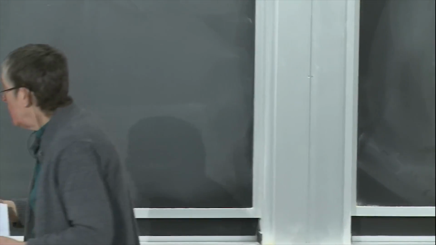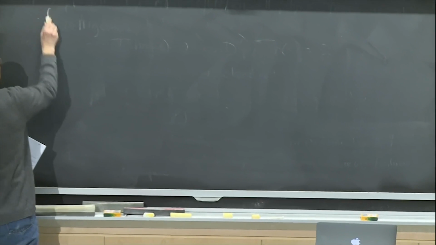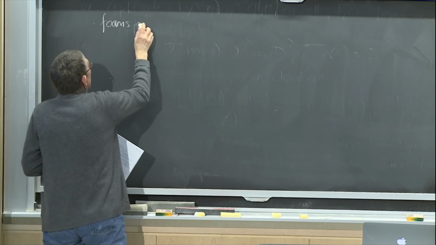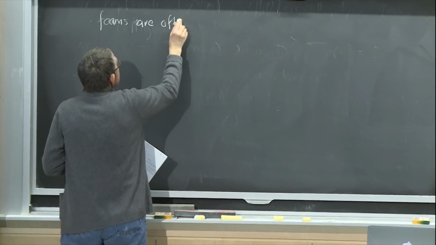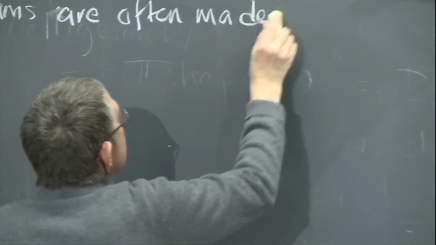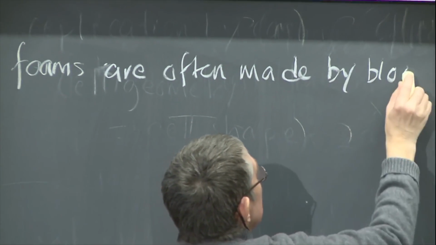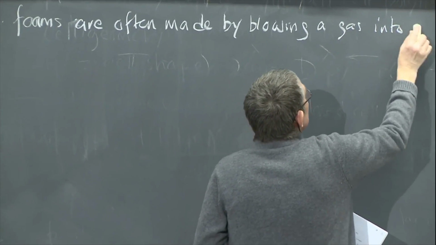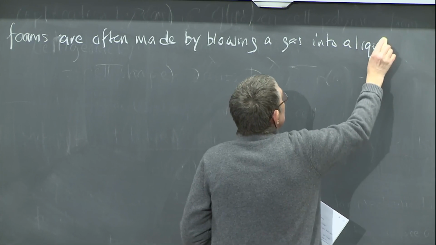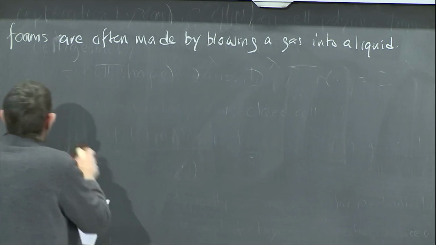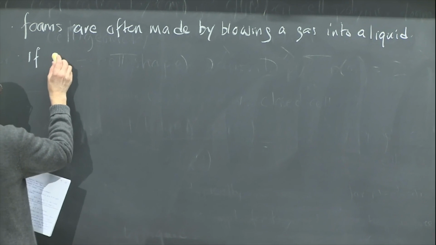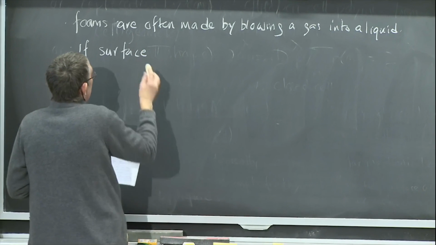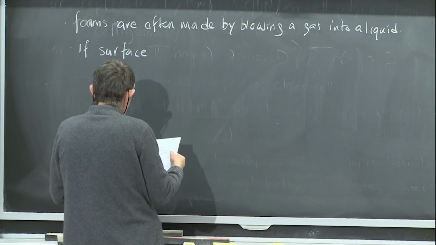Okay, so let's see. So what I'll say here is that foams are often made by blowing a gas into a liquid. And if the surface tension controls and it's isotropic, then the structure will minimize the surface area per unit volume.